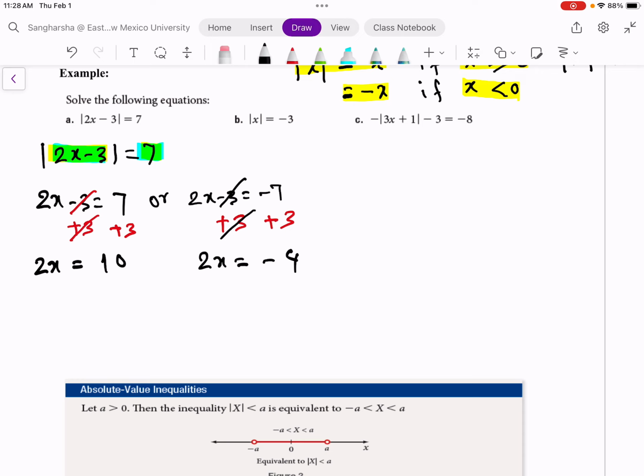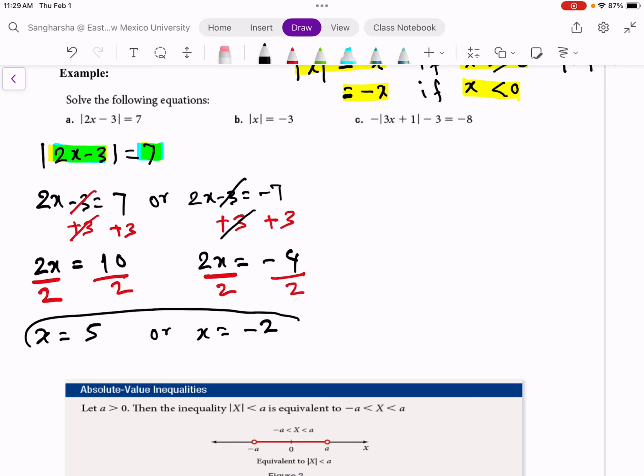We need to get rid of 2, so we divide by 2. Make sure you divide both sides. And we use 2 to divide both sides of the next equation. 2x divided by 2, that is x, equals 10 divided by 2, 5, or x equals negative 2. So these two are the solutions for this absolute value equation.